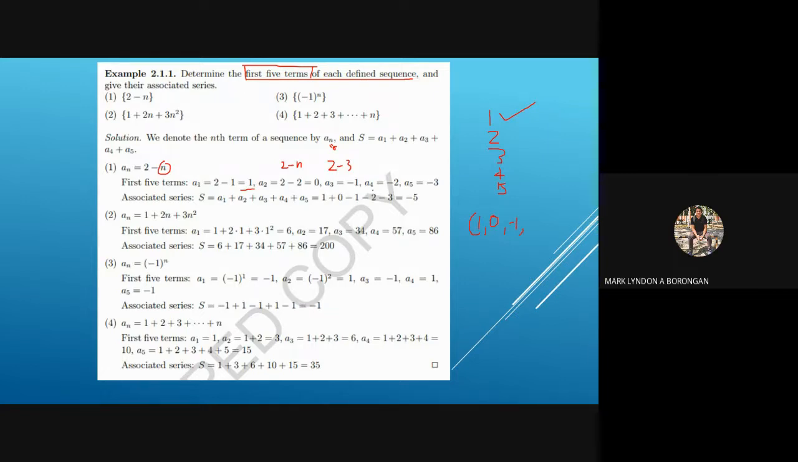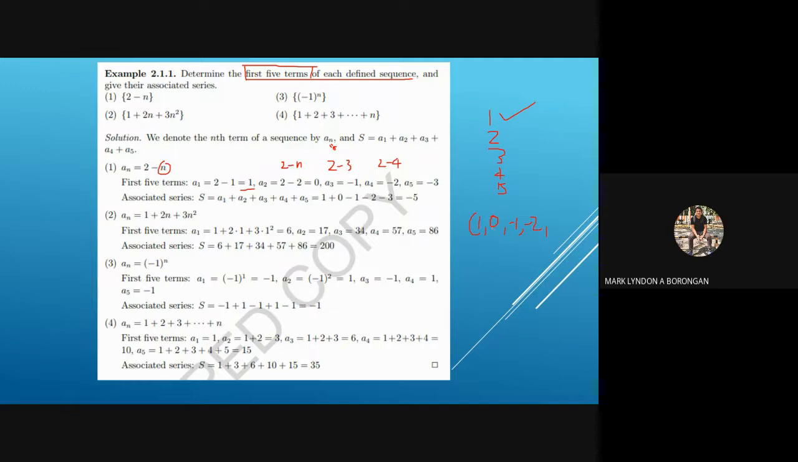Next is a sub 4. So a sub 4, we are asked to find the fourth term. So the fourth counting number is 4. This means that 2 minus n will become 2 minus 4, which is just negative 2.